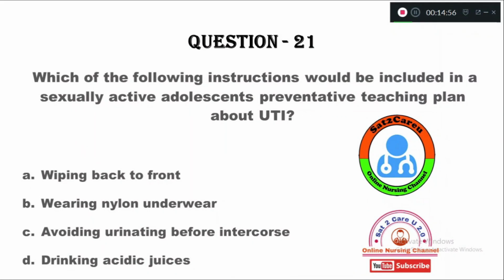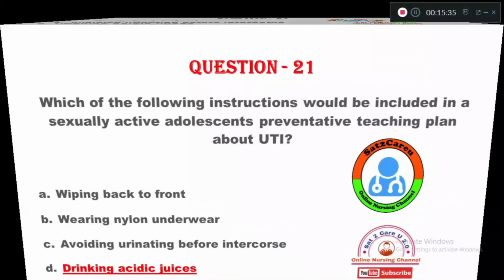Question number 21. Which of the following instructions would be included in a sexually active adolescent's preventative teaching plan about urinary tract infection? Option A, wiping back to front. Option B, wearing nylon underwear. Option C, avoiding urinating before intercourse. Option D, drinking acidic juices. So the preventative teaching plan regarding urinary tract infection for a sexually active adolescent should include drinking acidic juices.